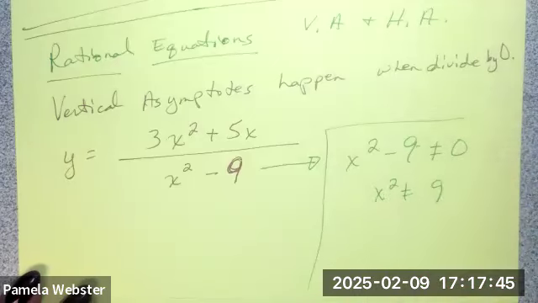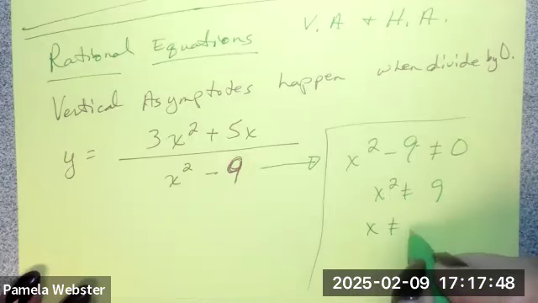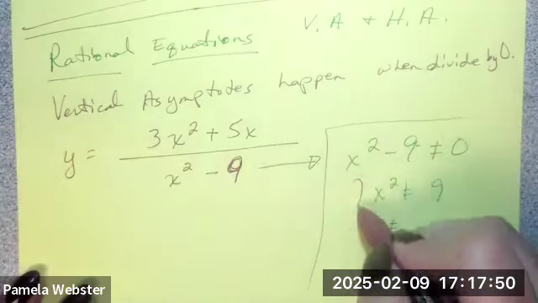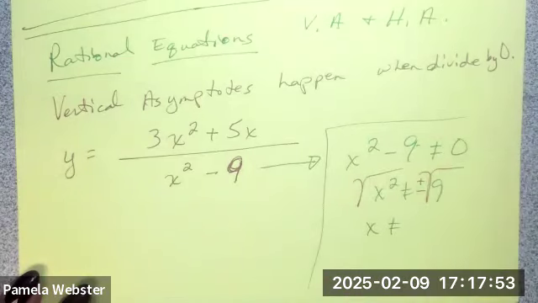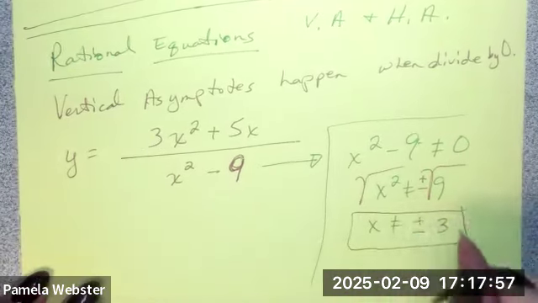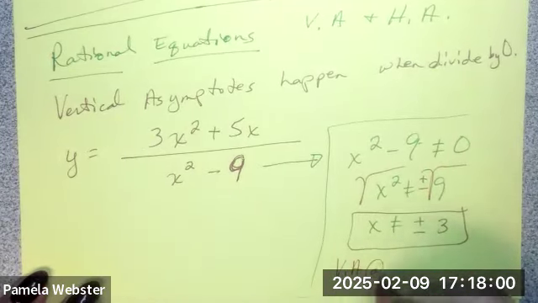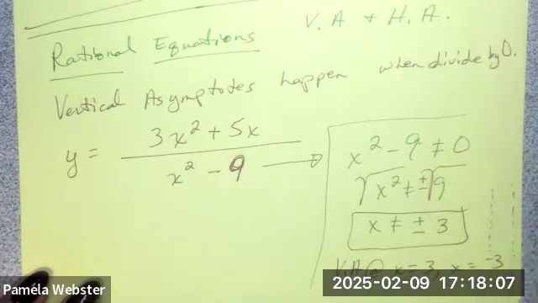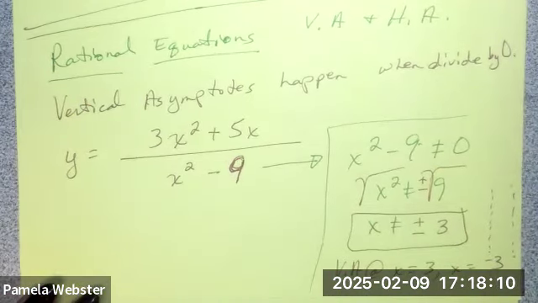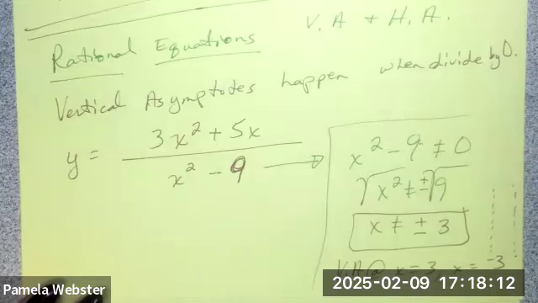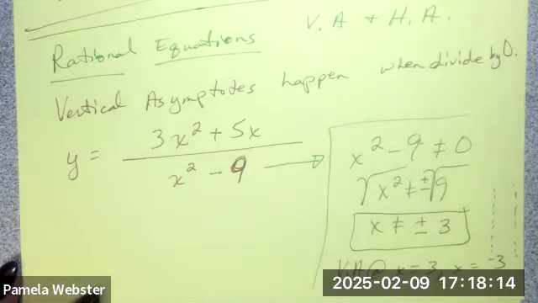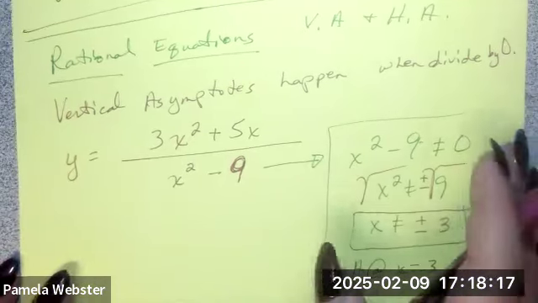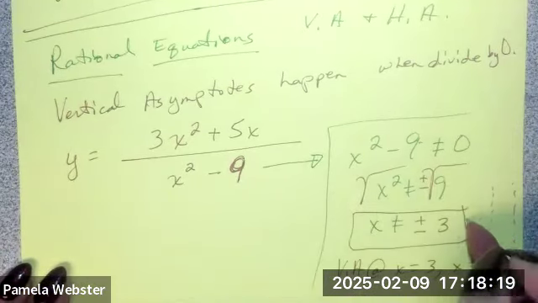X squared cannot equal 9. So x cannot equal what? You've got to square root both sides and put the plus or minus, right? X cannot equal plus or minus 3. So what we have is vertical asymptotes at x equals 3 and x equals negative 3. And remember, those are vertical lines that we draw as dashed lines. So that's how you determine vertical asymptotes. And remember, the vertical asymptotes, however many there are, determine how many pieces are in my graph.